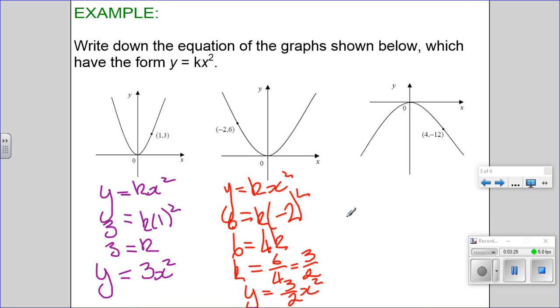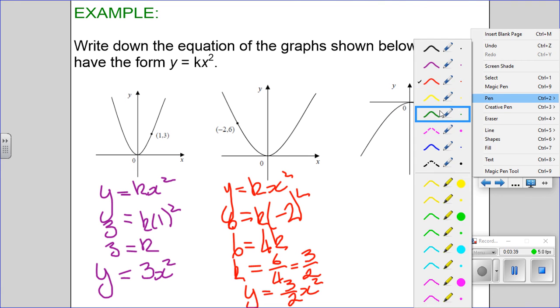And then last one, hopefully, because we've had enough experience of this already, we'll know that this one is going to give us a negative k value. It is a negative parabola. Your turning point is your maximum. Your graph's not going to get any bigger. So let's change the colour and let's go green this time.